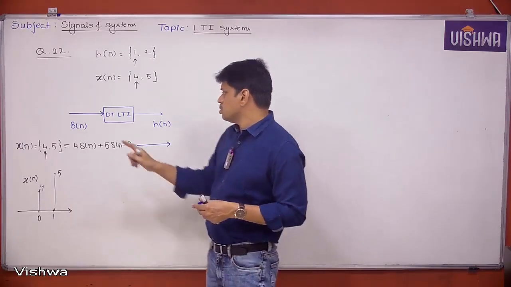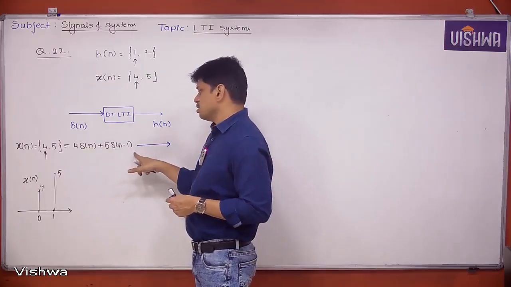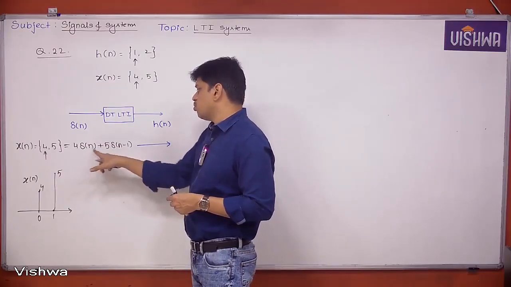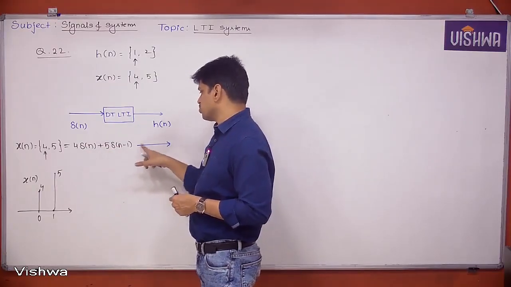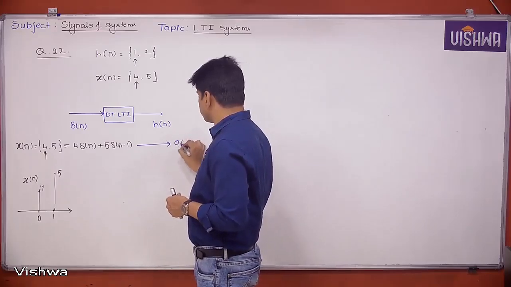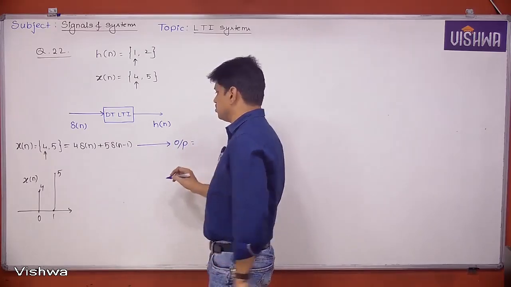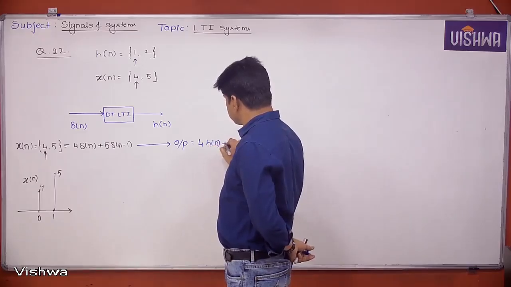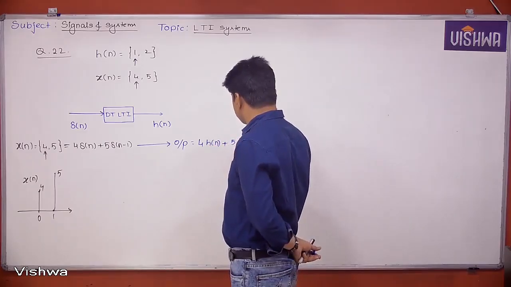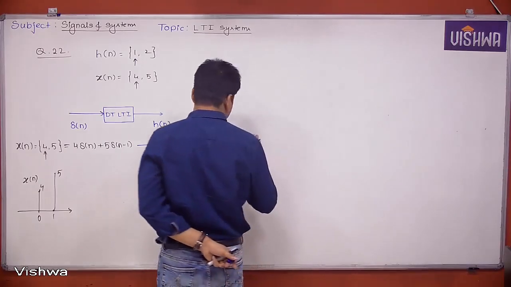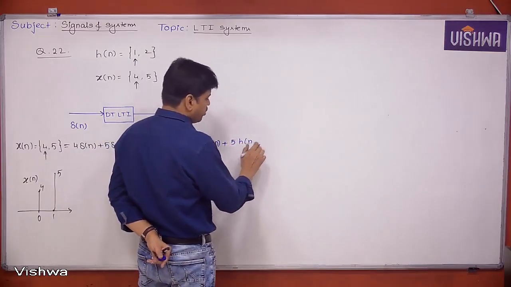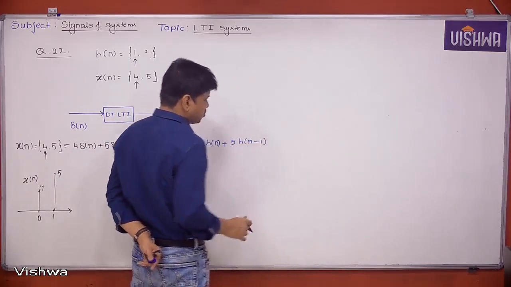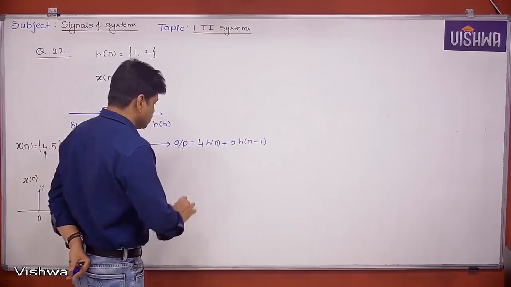So here also, if I have written the input in the form of 4 delta n plus 5 delta n minus 1, what is the output for this? Which is in terms of h of n, that is 4 h of n plus 5 h of n minus 1. So we have to find out 4 h of n and 5 h of n minus 1, and we have to add them. Okay. So let's see.